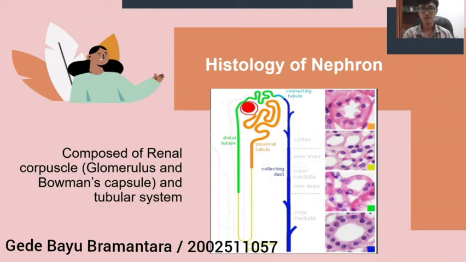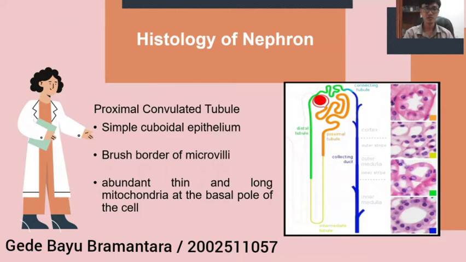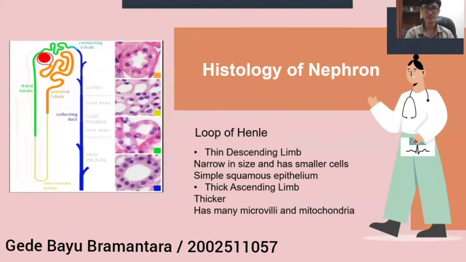In this session, we're going to talk about the tubular system, and the renal corpuscle will be discussed later. The first tubular system is the proximal convoluted tubule. It has simple cuboidal epithelium, a broad border of microvilli, and abundant thin and long mitochondria at the basal pole of the cell.